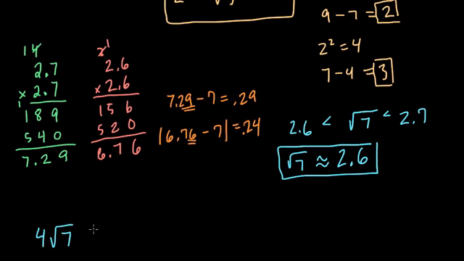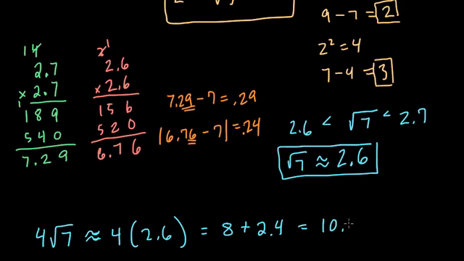So 4 radical 7 equals about what? Well, 4 times 2.6, which is equal to 4 times 2, which is 8, plus 4 times 0.6, which is like 4 times 6, or 24, but 10 times smaller. We add these two together, we get 10.4, right? And that's our approximation based on the idea that the radical 7 is really close to 2.6.